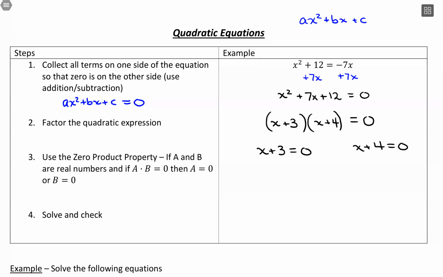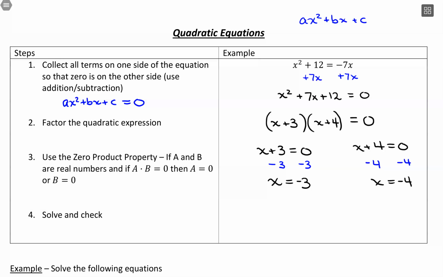So we end up with these two equations, and then we solve. On this left-hand side equation, I'm going to subtract 3 from both sides. That would tell me that x is equal to negative 3. On this right-hand side equation, we would subtract 4 from both sides, and that would tell me that x is equal to negative 4.